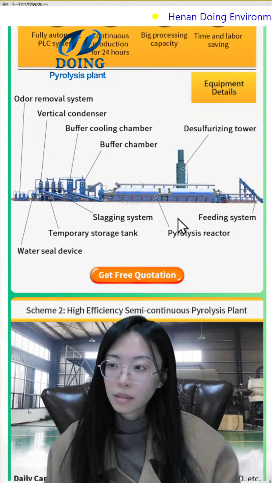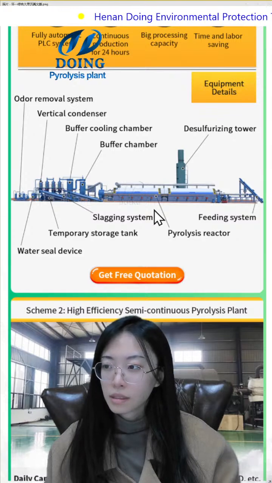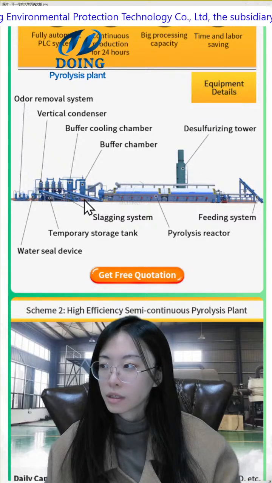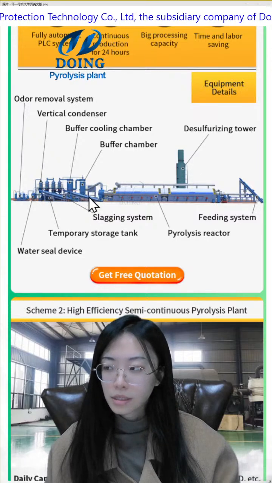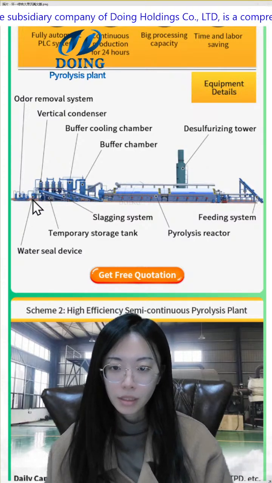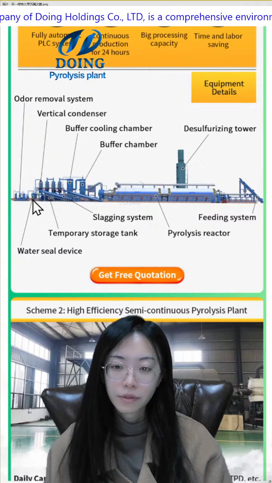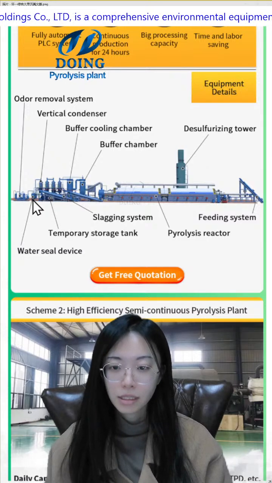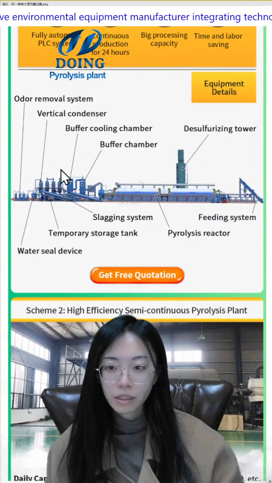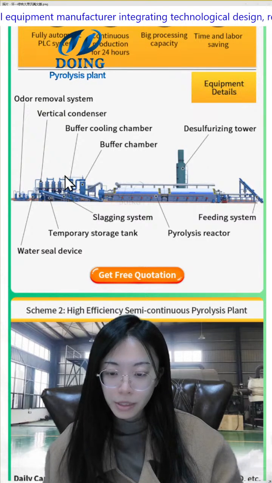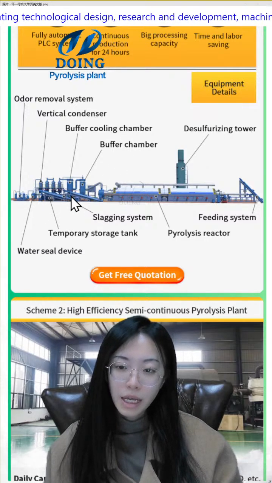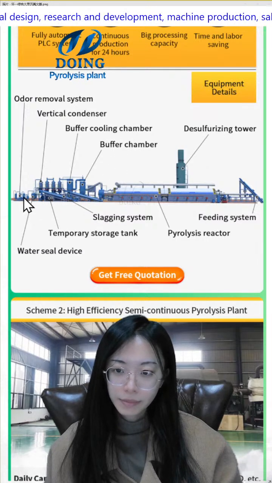You can see this is the feeding system, and this is the pyrolysis reactor, the sulfurization tower, and here is a cooling system, discharging system, and the odor removal system. And different steps will have different products. Like we will get the flue gas and flue oil from the purification system, sorry, the buffer cooling chamber, and then they will get the carbon black in the discharging system.